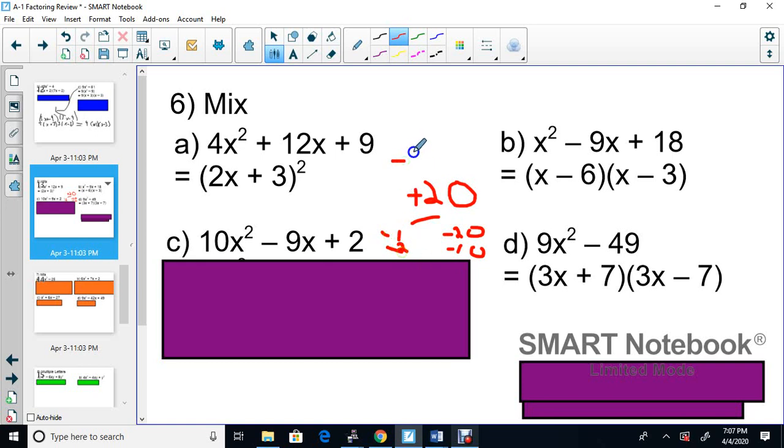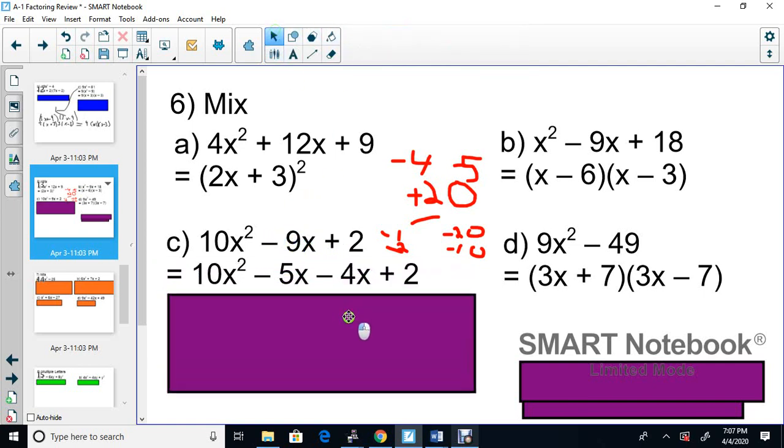Let's try another one. Negative 4 and 5. So I knew 3 wouldn't work. Negative 4 times 5 is negative 20. Negative 4 plus 5 is 1. Hmm, let's break it up into the two numbers that work, the ones that add to negative 9.